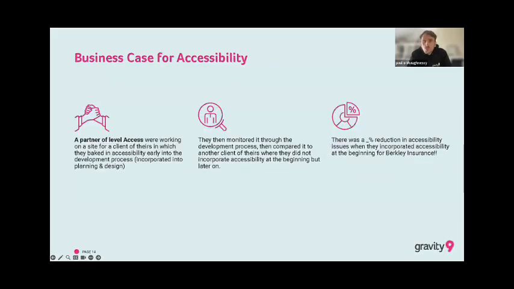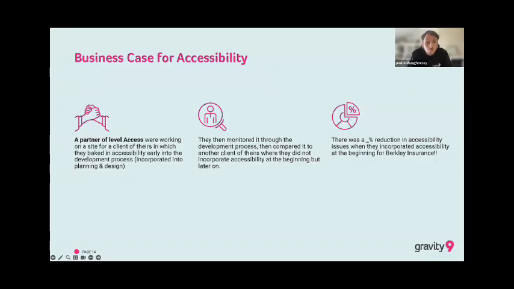So to continue with another story from Level Access, they were working with a client who baked accessibility early into their process, and they monitored this and compared it to another client who did not integrate accessibility into their process, but fixed the issues after the fact. There was a percentage reduction in accessibility issues found with the client who integrated it early versus the one who integrated it later.